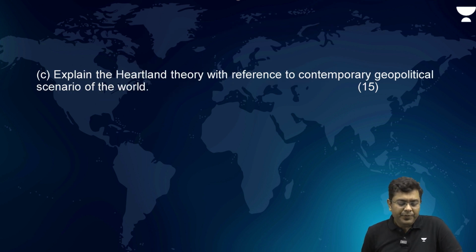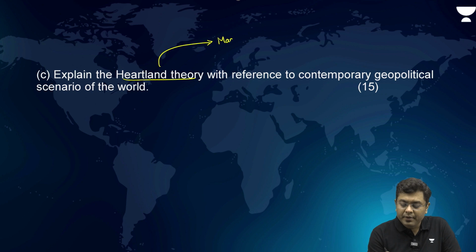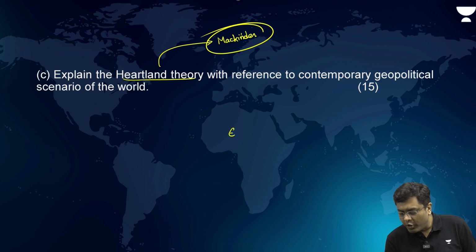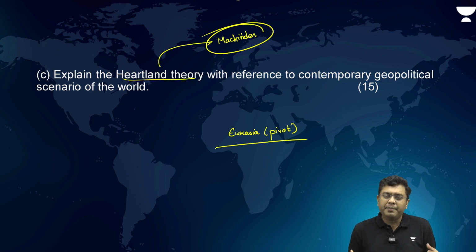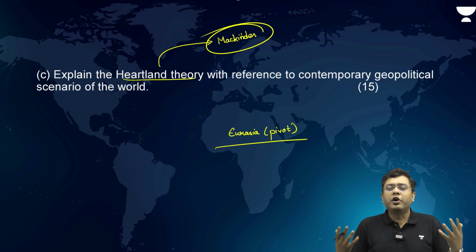Okay? Now, explain the heartland theory with reference to the contemporary geopolitical scenario of the world. Now, heartland theory was provided by Mackinder, right? Now, this heartland theory talks about the region of Eurasia, isn't it? It talks about the region of Eurasia as a pivot. And it talks about that whosoever controls that Eurasian region, because Eurasian region is so particularly important and rich in mineral resources, that power will have its influence across the globe.